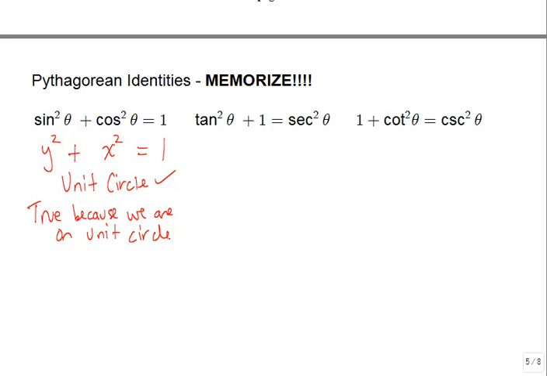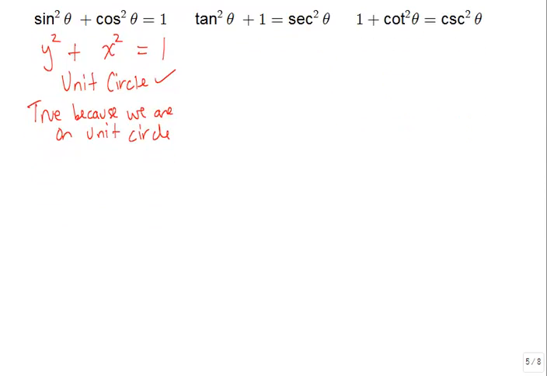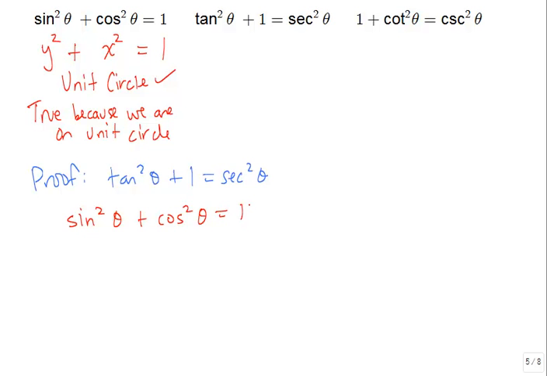Okay, now if we can take this first Pythagorean identity as true, we're going to use it to prove the other ones are true. So let's prove that tangent squared theta plus 1 equals secant squared theta. So I'm going to start with the fact that we know sine squared theta plus cosine squared theta always equals 1. We already know that that's true because we're on a unit circle. And what I'm going to do is divide everything through by cosine squared theta. As long as you do the same thing to both sides of your equation, you're maintaining equivalency.